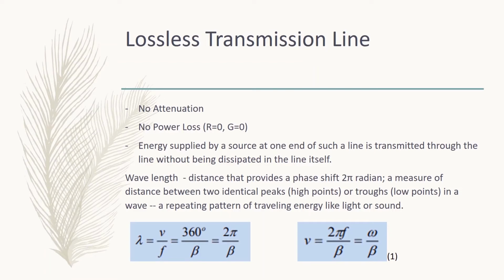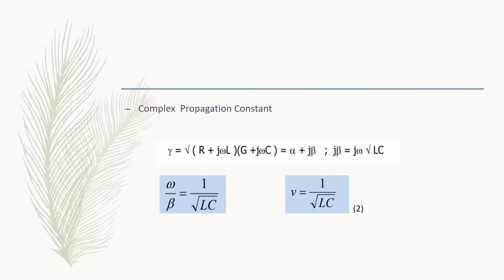over beta. V is equal to 2 pi F over beta, or equal to omega over beta. Complex propagation constant. So these are the formulas that are needed, and when reduced or simplified, omega over beta is equal to 1 over square root of LC, or V is equal to 1 over square root of LC.